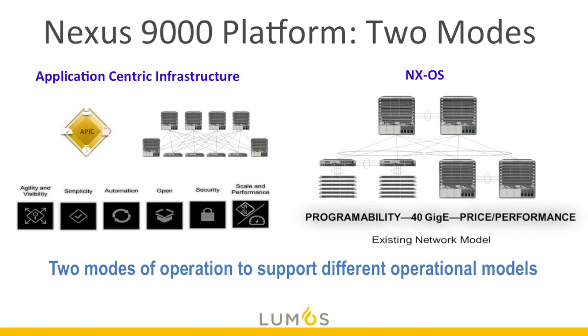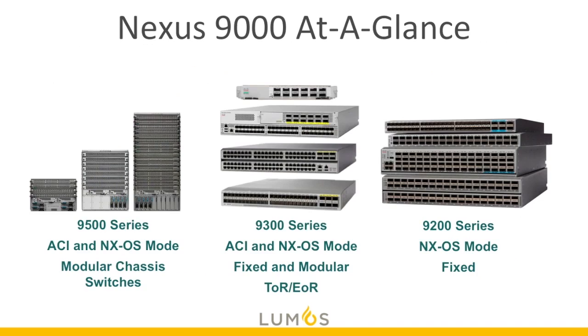So the Nexus 9000 platform from Cisco can operate in one of two modes. We have the ACI application-centric infrastructure mode, which is what this class is based on, and also a more traditional NXOS mode. So it runs individual configurations on each device, whereas ACI configuration is centralized on the APIC cluster, and then the APIC cluster controls the nodes themselves.